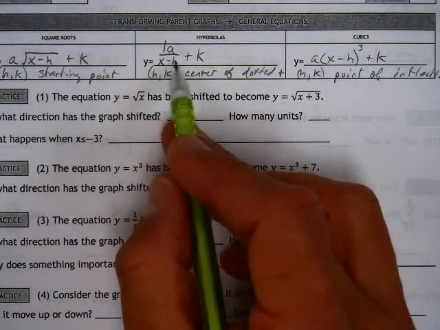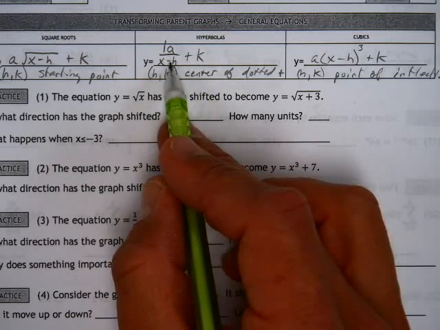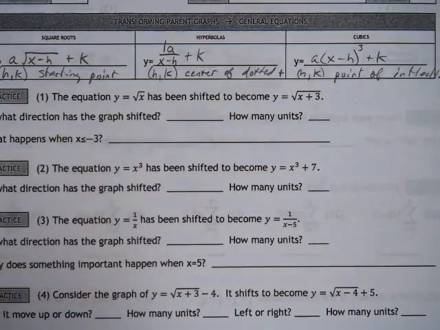Here the H is still connected to the X, and the K is the afterthought, but this is in the denominator. H and K is still the center of the dotted line, or the dotted plus, which is basically where the two asymptotes cross.